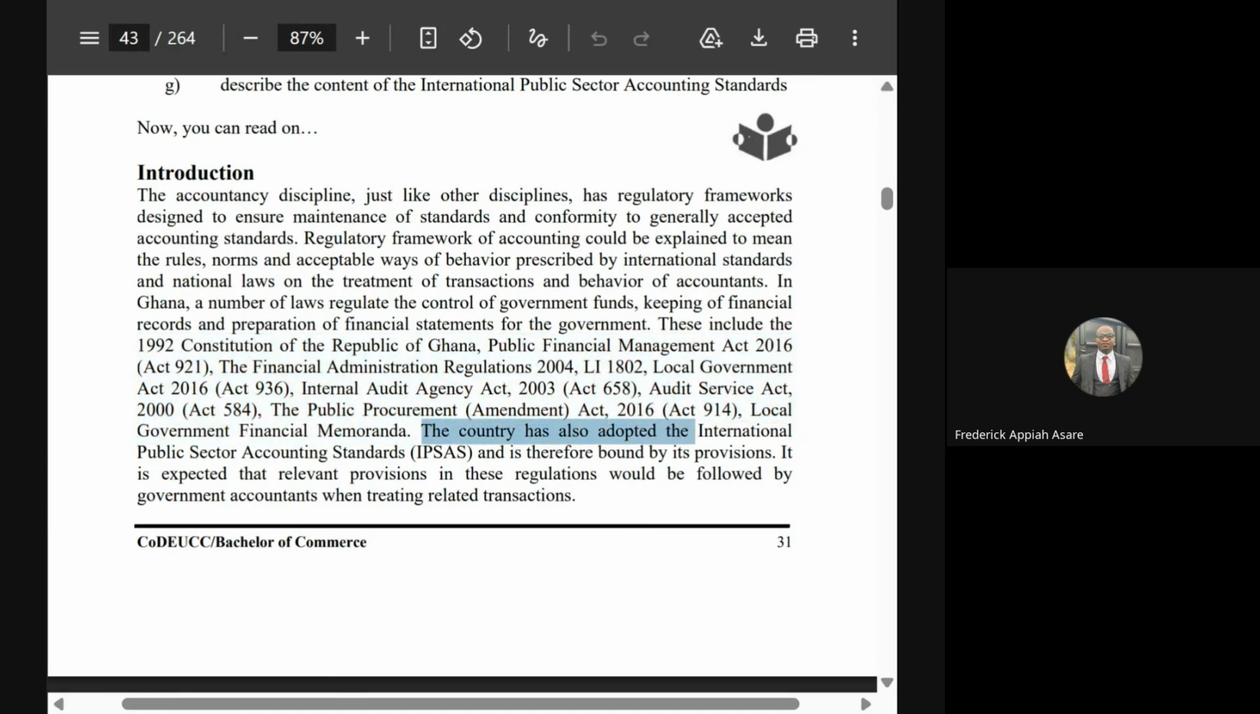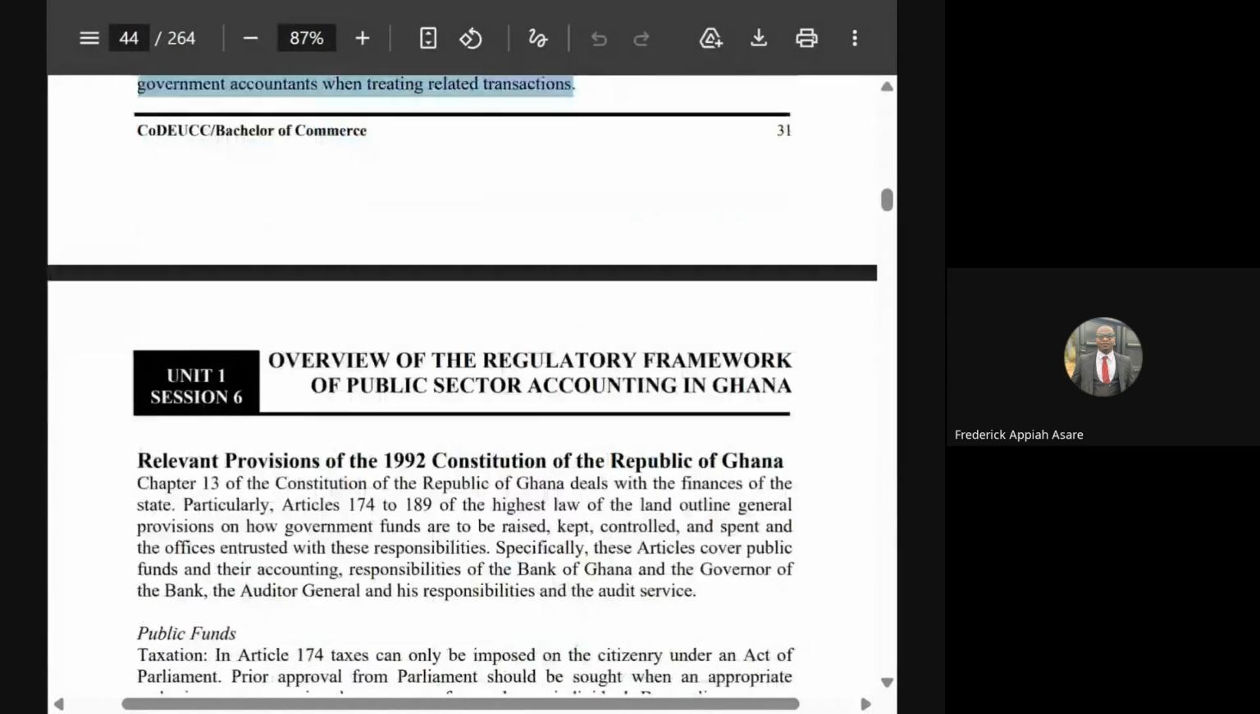The country has also adopted the International Public Sector Accounting Standard, that is the IPSAS, and therefore is bound by its provisions. So the IPSAS is like the IFRS that you learned when you were in level 200, the accounting standards. When it comes to public sector accounting, instead of using the IASs and the IFRSs, here you are going to use the IPSAS as a basis of treating your various accounting standards. It is expected that the relevant provisions in these regulations will be followed by government accountants when treating related transactions.